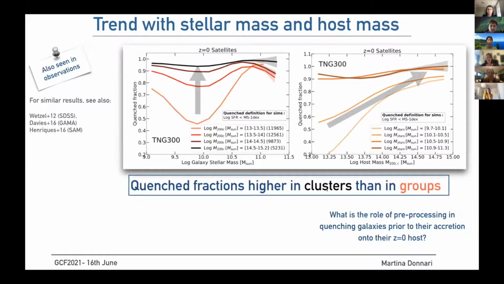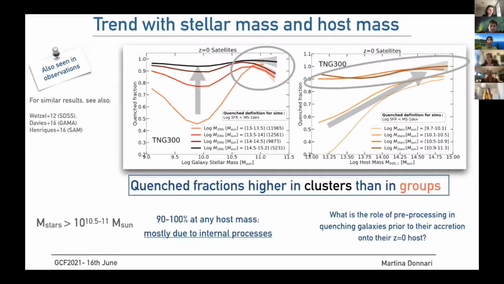But again, if you are just looking at the high mass end, you can see that for galaxies larger than 10^10.5, we always have 90–100% of quenched galaxies. And again, this is mostly due to internal processes. But let's have a look at the role of this preprocessing.